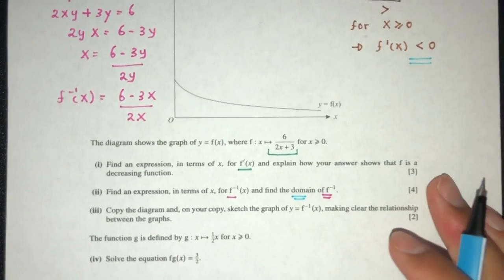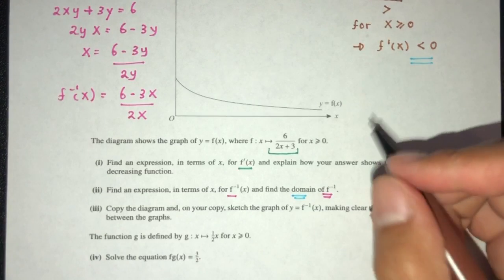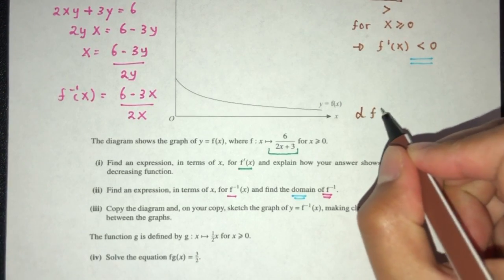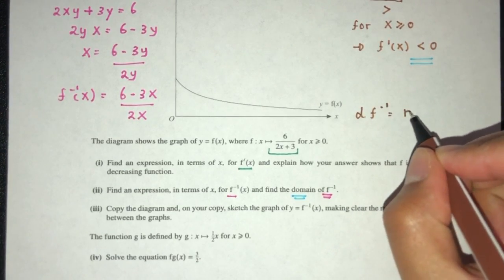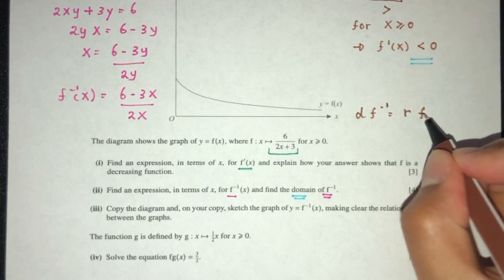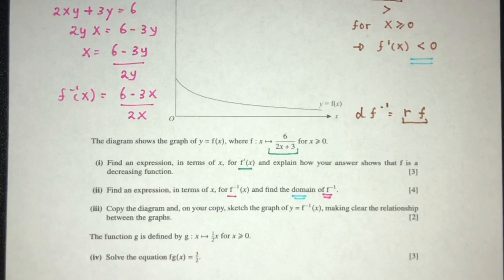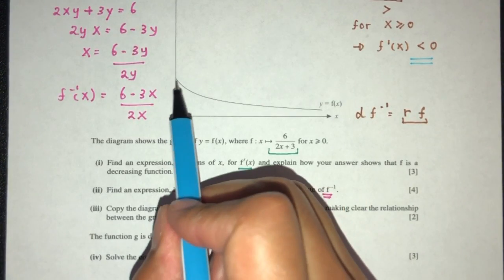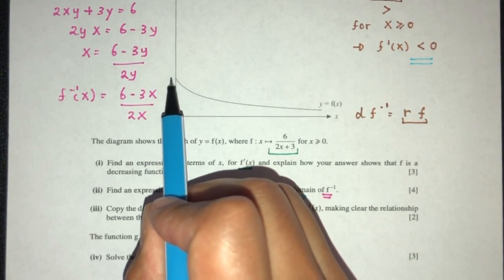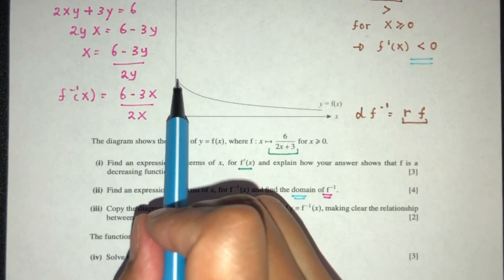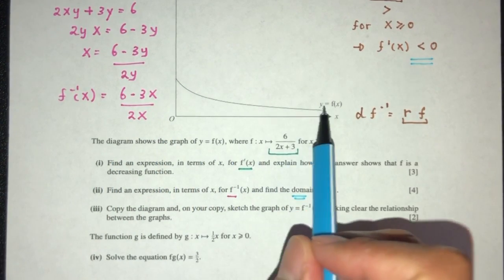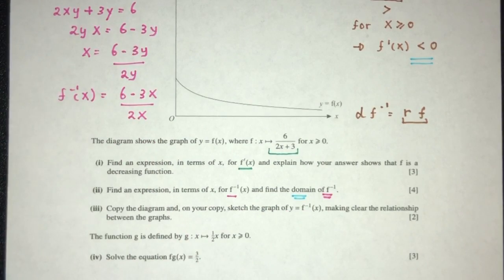Now something we have to know here is that the domain of f inverse is the same as the range of f. Now to find the range of f, we can just look at the graph. As you can see here, the graph starts from here, right? And then as it goes, it approaches a value. What value? Let me write this down.